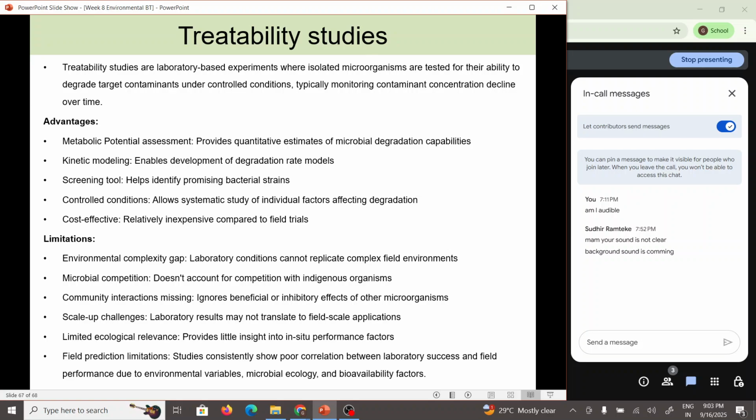And there are also limitations with the treatability studies, which include environmental complexity, microbial competition, community interactions will be missing, there will be scale up challenges, and there will be field prediction limitations. Though we are doing something in the laboratory, it need not exactly be transformed into a field level study. So in that case, treatability studies has its own disadvantage in scaling up whatever we have achieved in the laboratory level.